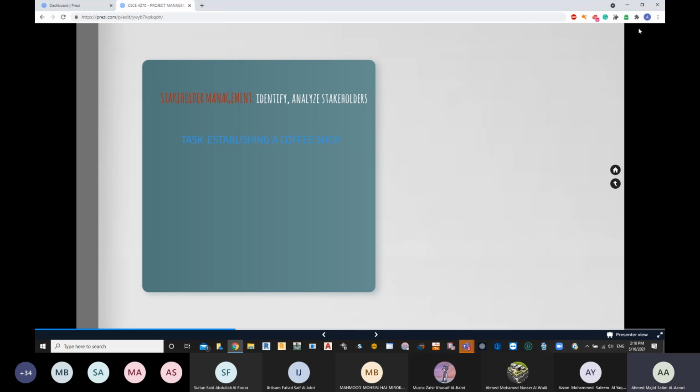So, for example, let us say the University of Technology and Applied Sciences. Can you tell me who are the stakeholders? Who will be affected if anything happens to the university? The students. Okay, students. And teachers, lecturers. So students, lecturers, people who are working in the college, like cleaners.